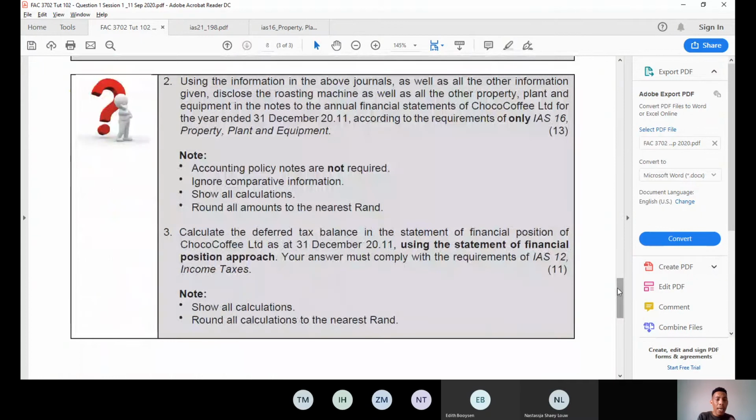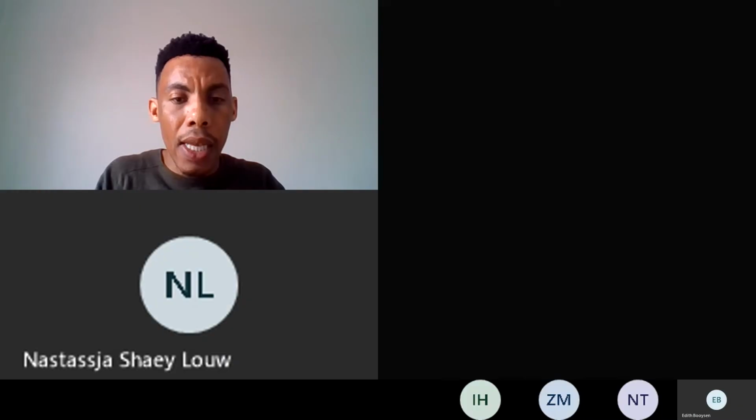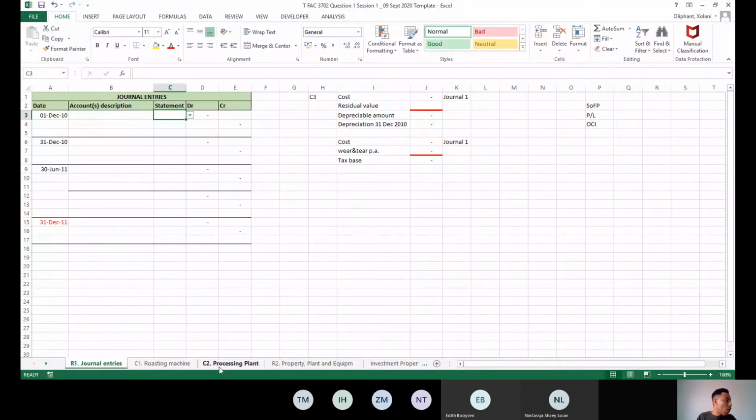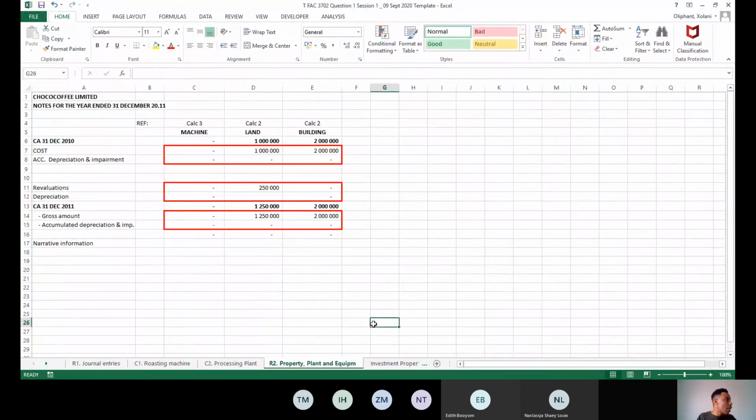So once you've read the required, this is the skeleton that I would have gone back to my exam script and completed. I'm going to share that skeleton with you just now. Now, this is the skeleton that I would have done. Okay. It's very important that you also say which entity or which company this note relates to. It's Choco Coffee Limited, right? I am doing the notes for the year ended 31st December 2011.